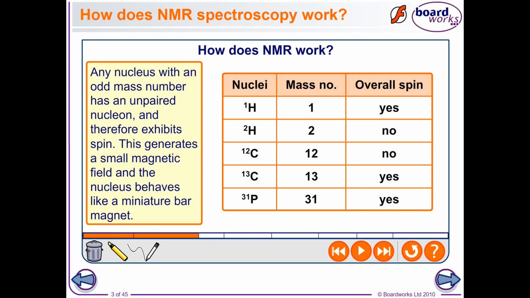If they don't cancel, as for example in the case of hydrogen 1 here, the proton, carbon 13 and phosphorus 31, these basically will have spinning nuclei. Now, just like any charged particle, when it spins, it generates a magnetic field. So they behave like little magnets, basically.